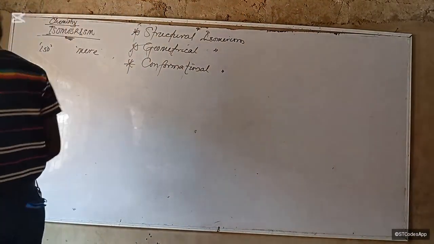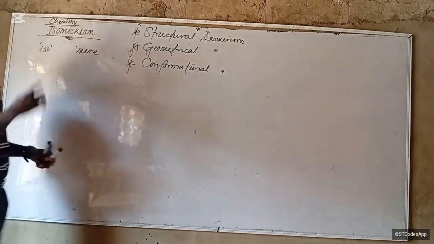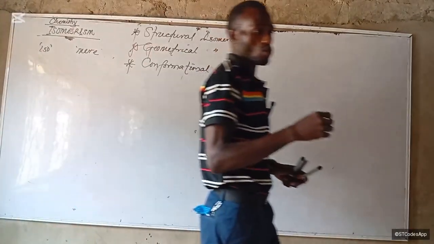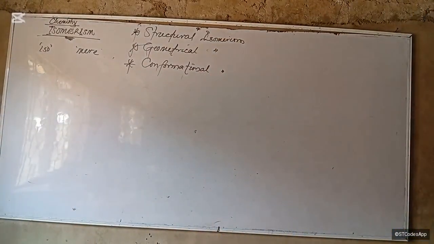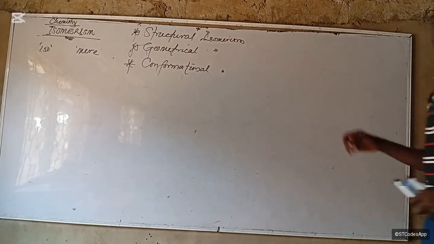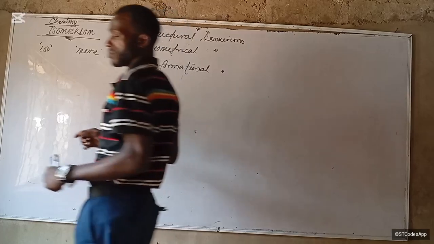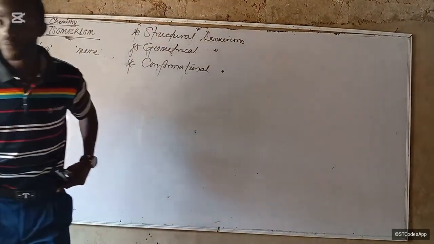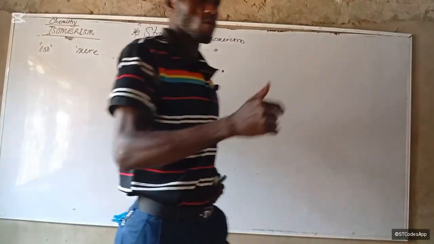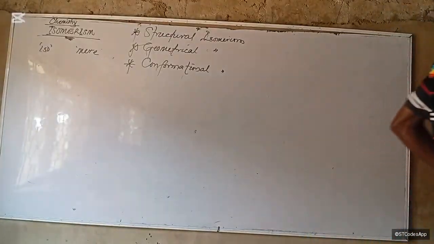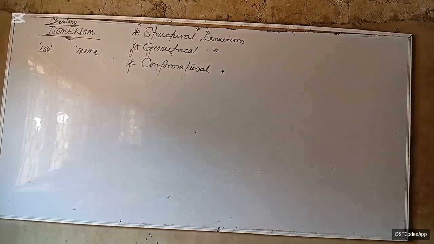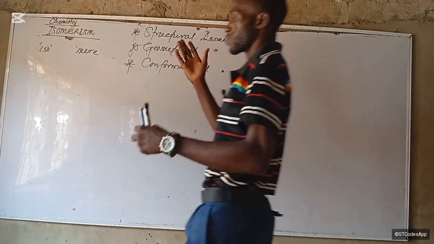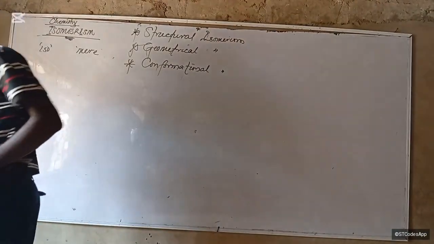Now let's go. The first type of structural isomerism. Let's define that. Structural isomerism: molecules that have the same molecular formula, but different structural formula. Basically the same thing as what we defined in isomerism.